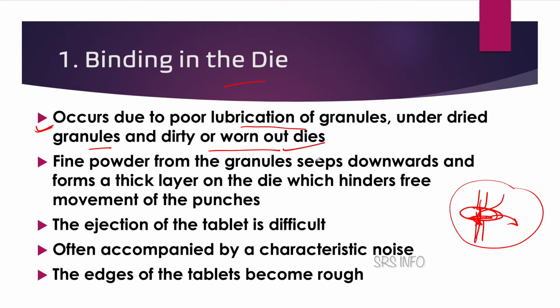The maintenance of the quality of the equipment is very important during the production of tablets. So if we use worn out dies, then there is a possibility of binding. Then fine powder from the granules seeps downwards and forms a thick layer on the die. The granulation process is one of the most important steps in the production of tablets. The granules should not be extremely fine and should not be extremely coarse. It has to maintain a proper granulation stage.